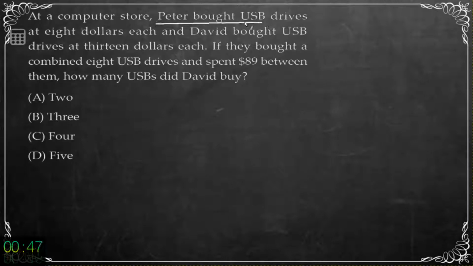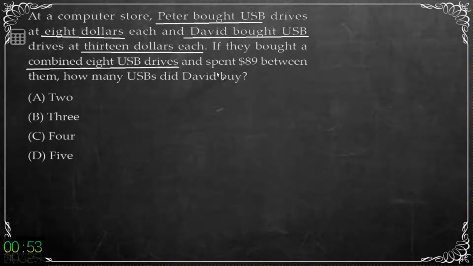At a computer store, Peter bought USB drives at $8 each, and David bought USB drives at $13 each. If they bought a combined 8 USB drives and spent $89 between them, how many USBs did David buy?